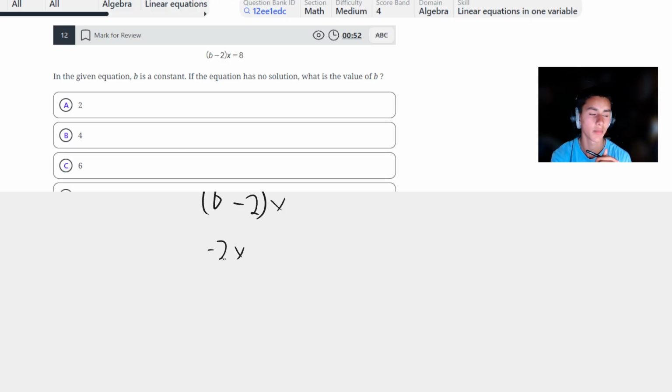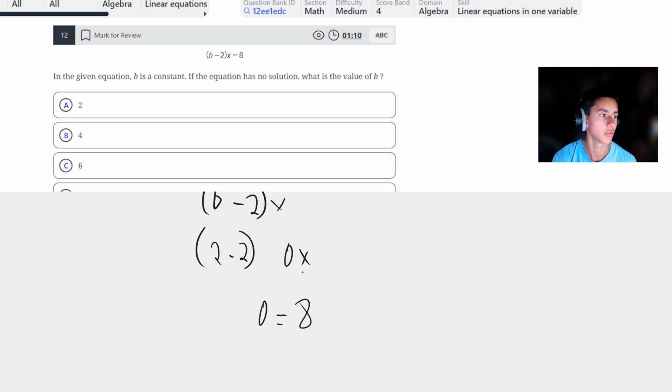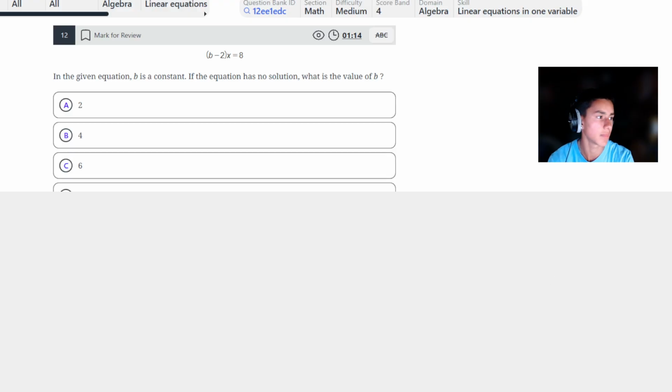So we have to somehow make this a constant number. Well, if you think about it, b minus 2, 2 minus 2 is 0. And if that's 0, then it would be 0x. And anything times 0 is 0. So it would be 0 minus 8, which is not true. Then there's no solution to this equation. So the only way to make this happen is if b is 2.